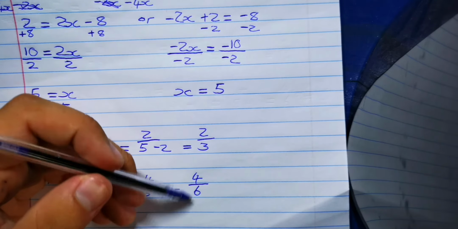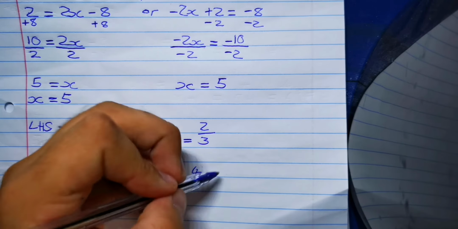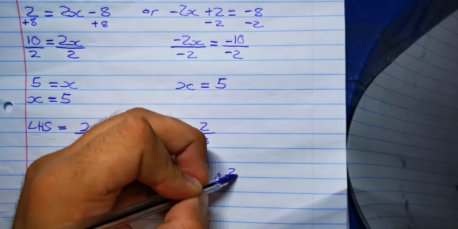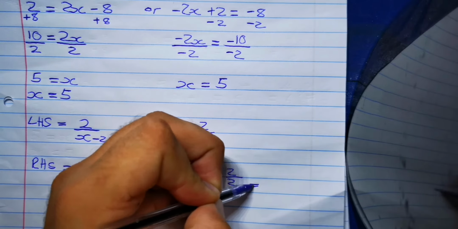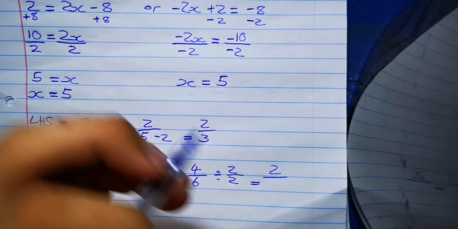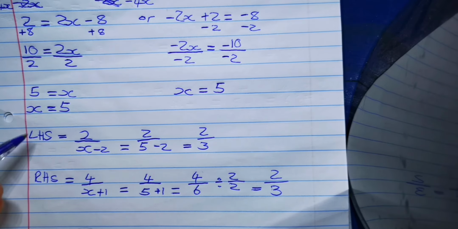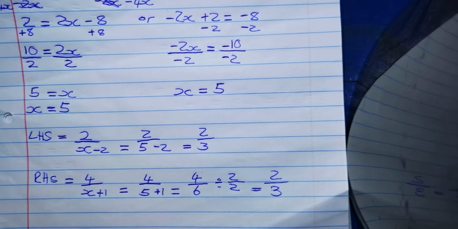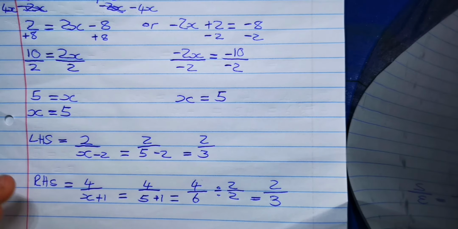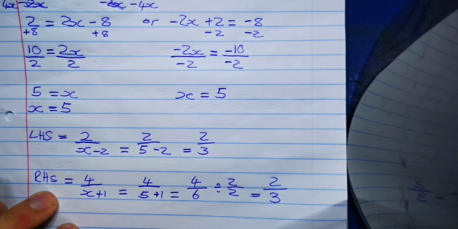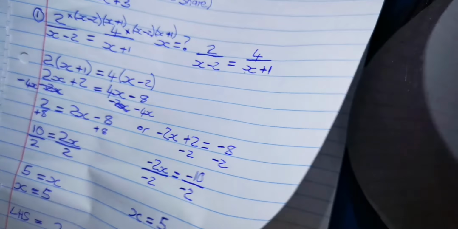Now, it doesn't look like they're equal, but if we divide 4 by 2, so we say divide by 2, like this. So 2 goes into 4 2 times, and 2 goes into 6 3 times. So we can see that the left hand side is equal to the right hand side. So we know our answer of x equal to 5 for problem 1 is correct. Okay, I'm going to turn the page so we can start with question 2.